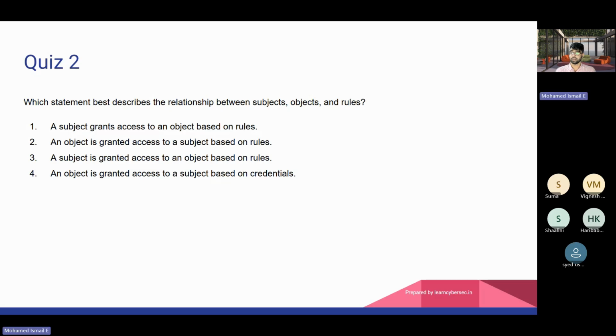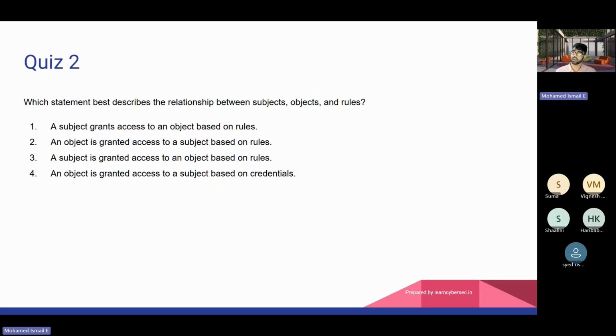A subject grants access to an object based on rules. So the first one, the problem: if I am a subject, if I am a user, I cannot grant access to myself, right? So a subject never grants access to an object, because if this statement is true, what will happen? Put subject as me, I can generate access to any resources in my company. No, someone needs to give that access. So the first one is not the answer.